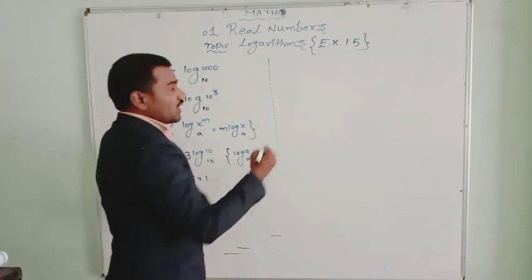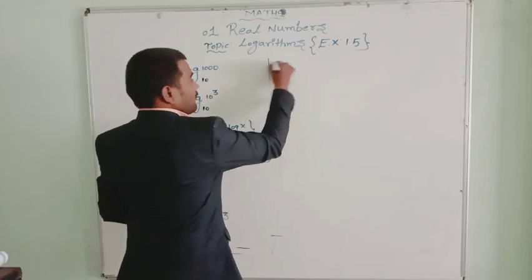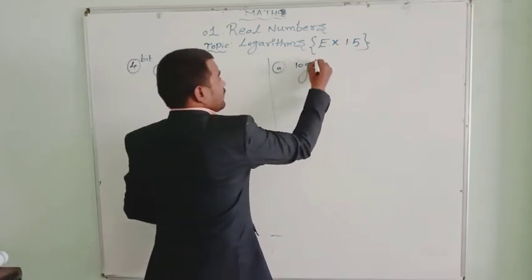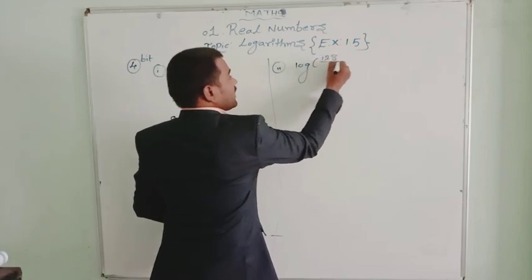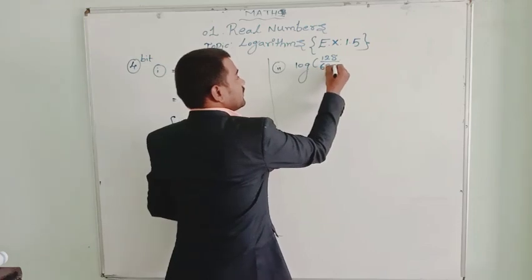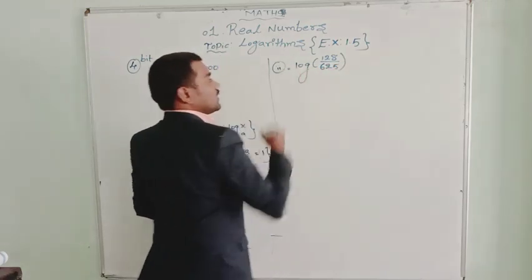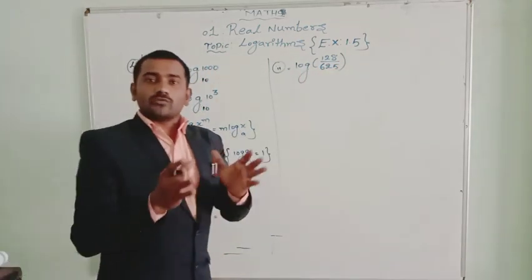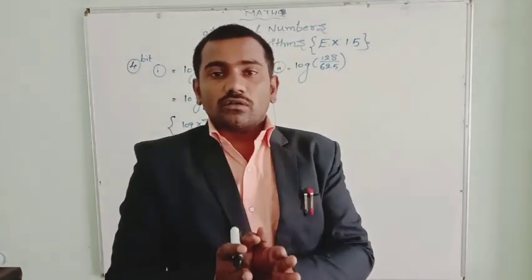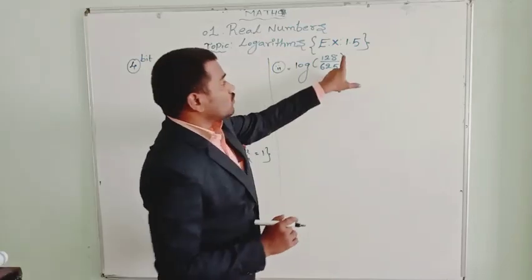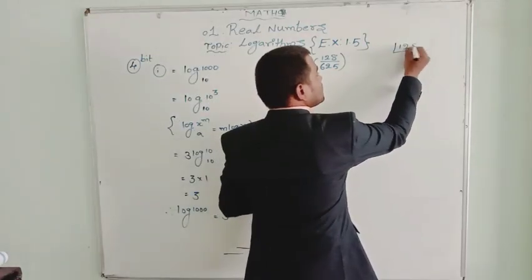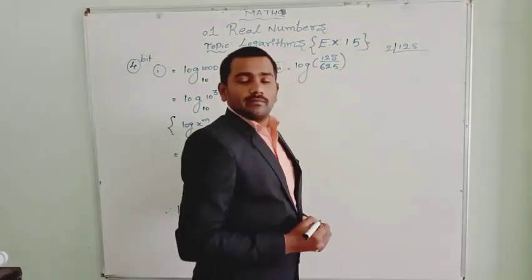That is log 128 by 625. So let us expand this first. Before expanding this, we should know the idea of prime factorization. Let us see how to write this 128. Let us factorize 128 with the 2 table.